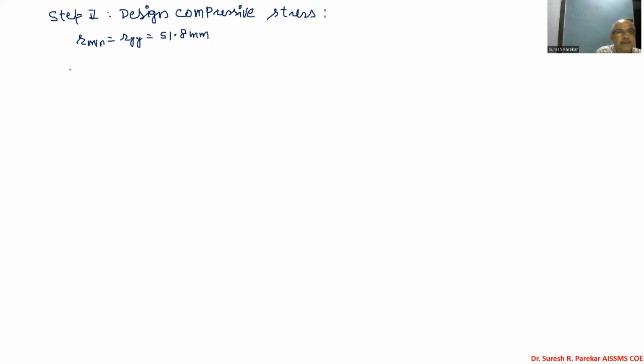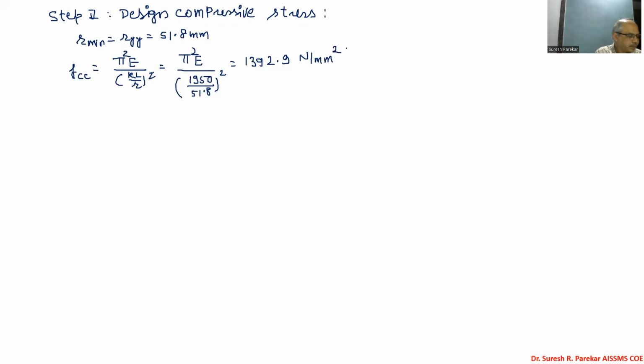Then we have Fcc. Now you have to go to 7.1.2. So we have pi square E upon (KL upon r) square, and then we have this as pi square E upon KL upon r. KL we have 1950 upon 51.8 square. And if we calculate this value, it comes to 1392.9 Newton per mm square.